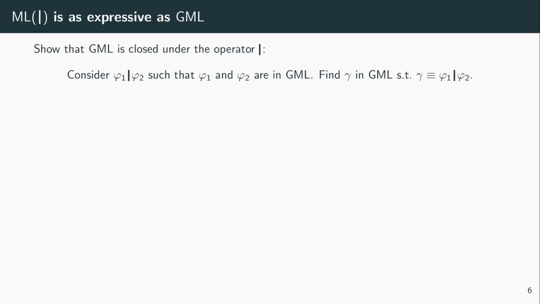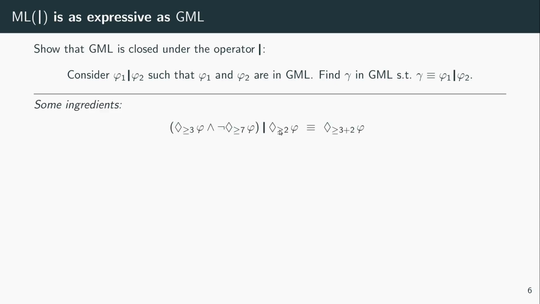So then the natural question is, what if ML chop is as expressive as GML? And this is what we show in the paper. We show that given two formulas phi1 and phi2 in GML, there is always a formula gamma in GML, such that gamma is equivalent to phi1 chop phi2.